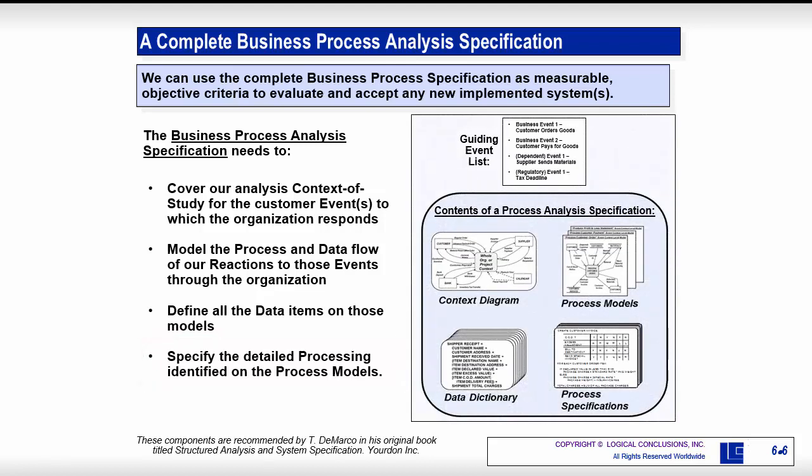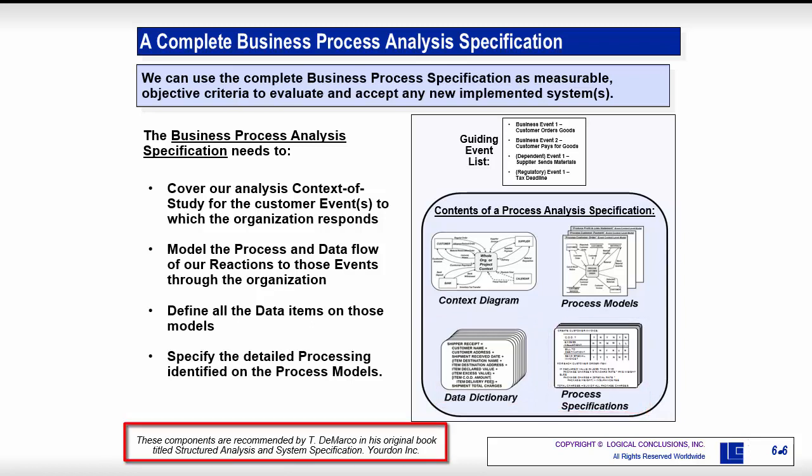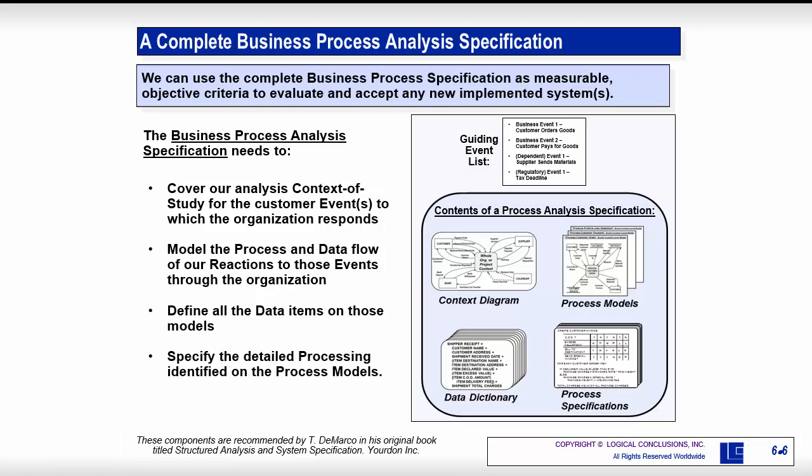So the diagram on the right of this slide shows the components that satisfy this list. The components guided by the event list are a context diagram, a set of process models, a data dictionary, and a set of process specifications. These components are basically the same ones recommended by Tom DeMarco in his original book titled Structured Analysis and System Specification. The next few sections in this tutorial concentrate on each of these components in the process analysis specification.